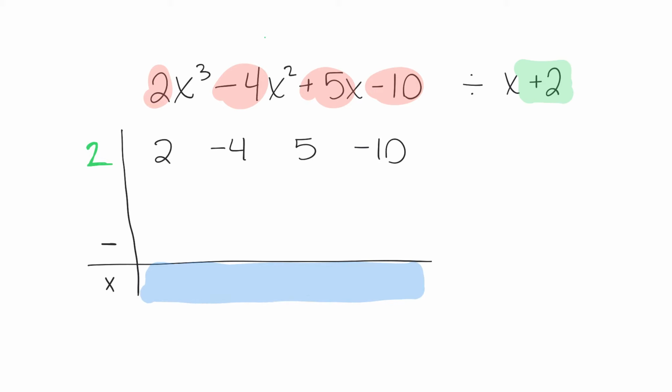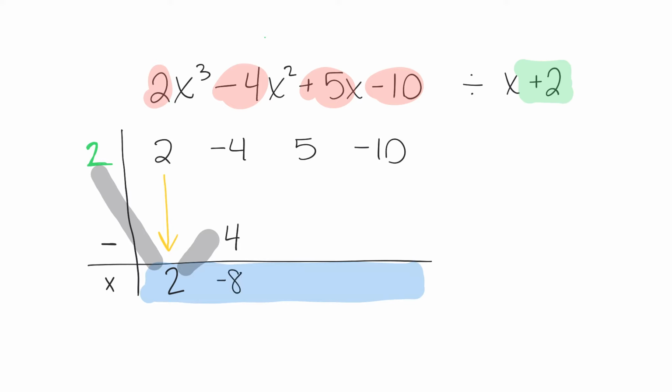All right, so here we go. The first thing you do is drop your 2. Drop down the first number into the answer. So we're going to start with a 2. Then we are going to multiply 2 times 2, and we're going to put our answer here, and we're going to get 4. Next, we're going to subtract: -4 minus 4 is -8.